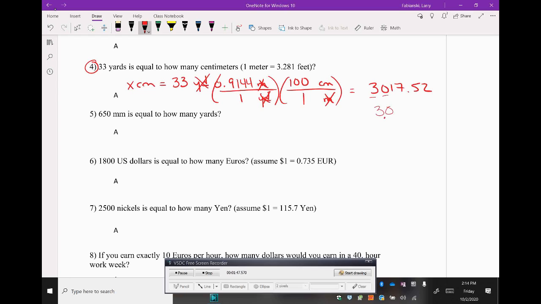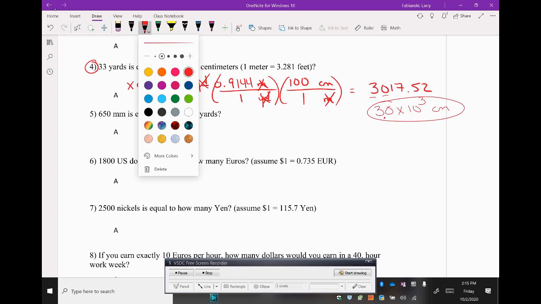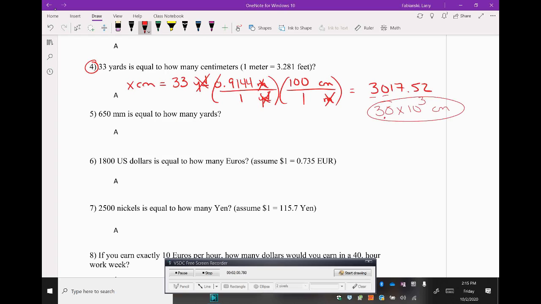We have to write this in scientific notation. 3.0 times 10 to the third centimeters. I'm actually going to go back to a little bit larger of a pen tip on that one. 3.0 times 10 to the third centimeters.